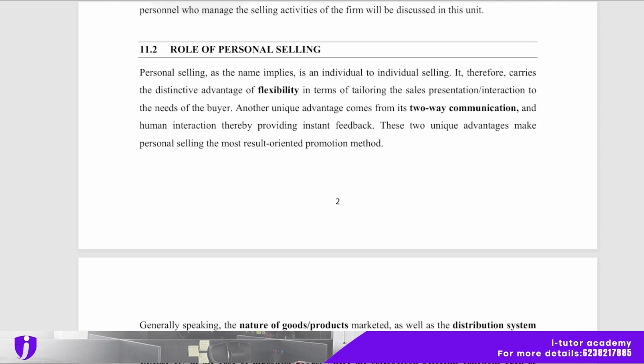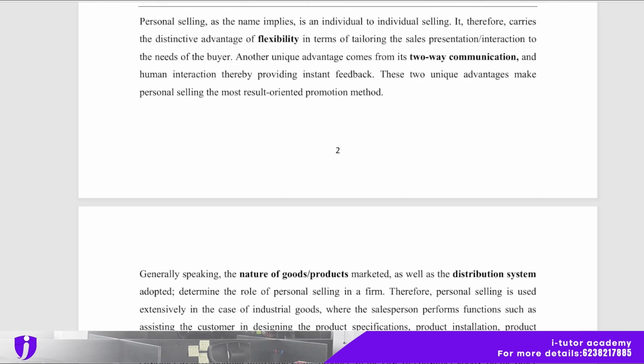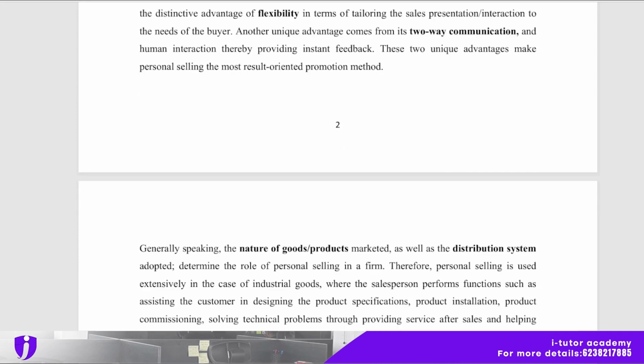And the role of personal selling: personal selling, as the name implies, is individual to individual selling. It therefore carries the distinctive advantage of flexibility in terms of tailoring the sales presentation or interaction to the needs of the buyer. Another unique advantage comes from its two-way communication and human interaction, thereby providing instant feedback. These two unique advantages make personal selling the most result-oriented promotion method.